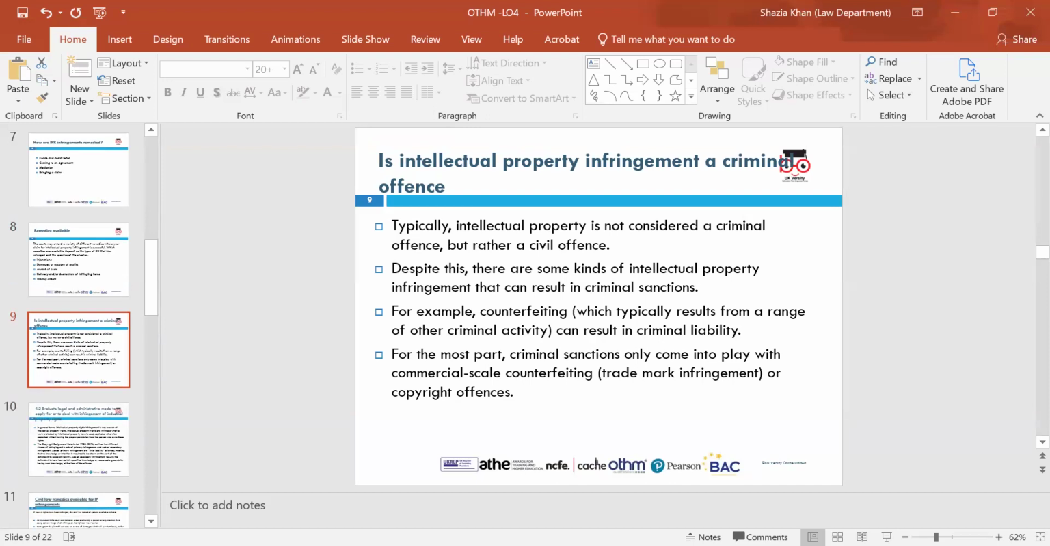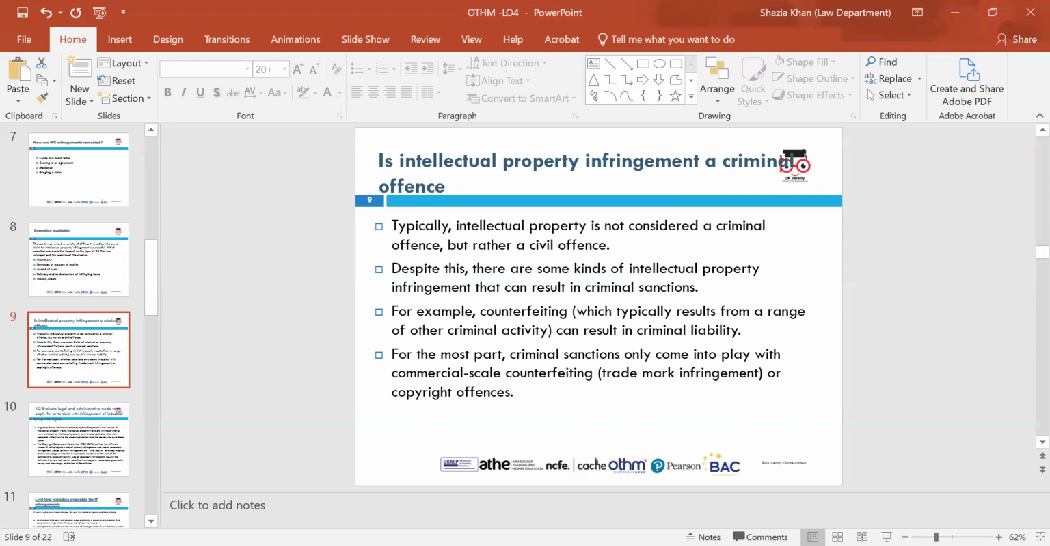It is not considered a criminal offence, but rather a civil one. Despite this, there are some kinds of intellectual property infringement that can result, as we mentioned, in criminal offences, and the one that we're looking at is counterfeiting, which can result in criminal liability, dependent on the severity of each case as well. You need to look at how severe each case is.